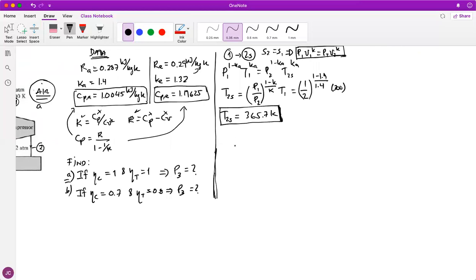Well, now what? Now I can do this. Maybe you agree with me, but I can put an expression for the energy balance for the compressor, which is this one. Okay, I'm having that.